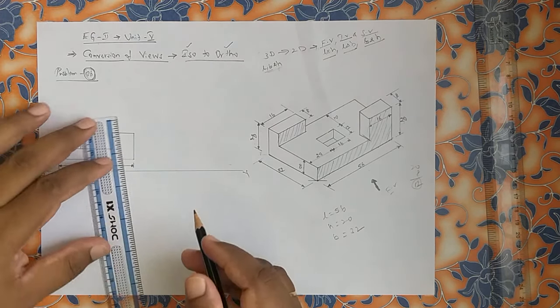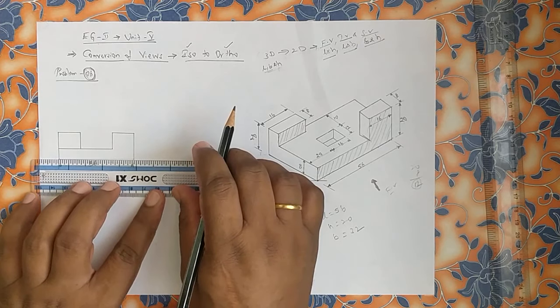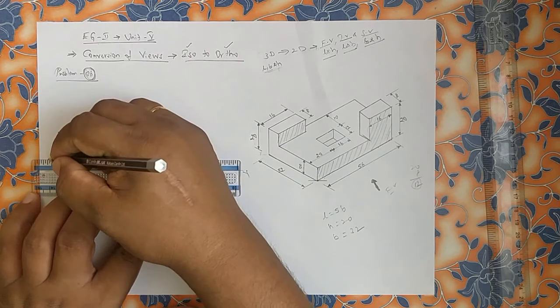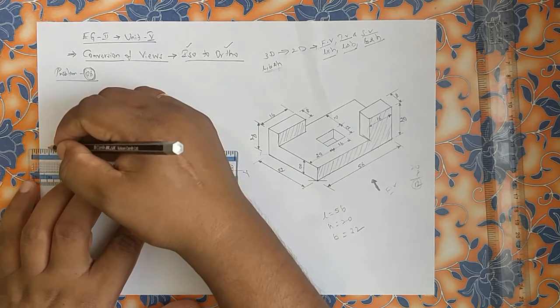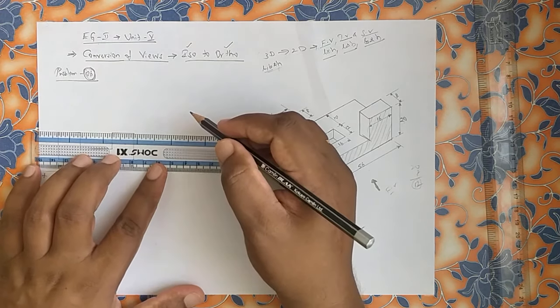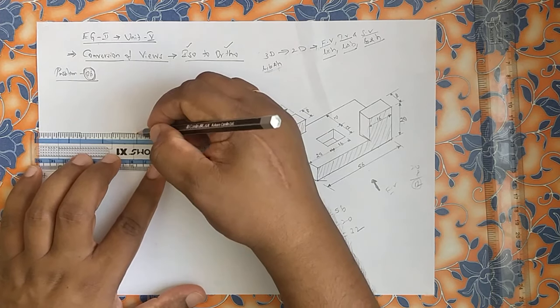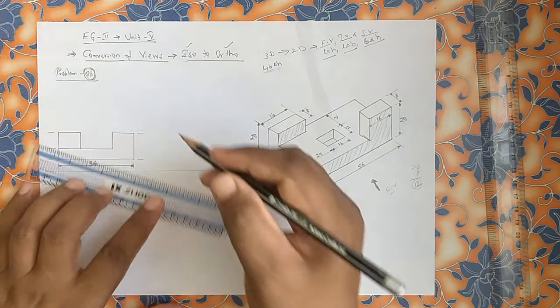Height, as usual, is 20. See, on both sides I am doing the height with breakup. I can show the total height on the right side, and I can show the breakup heights on the left side.